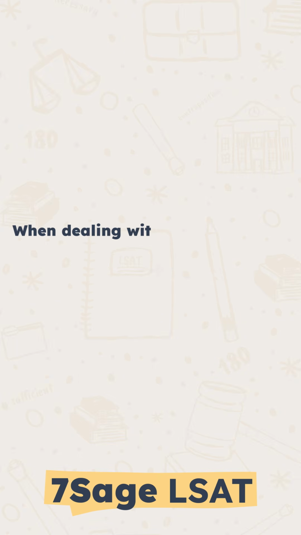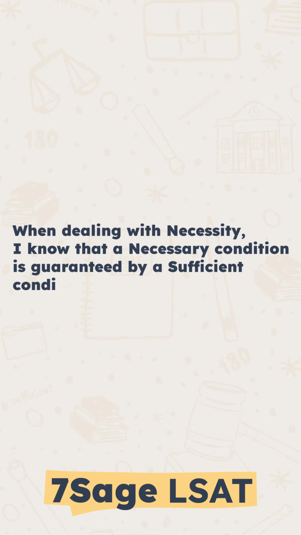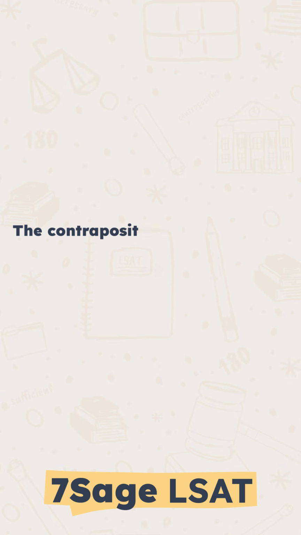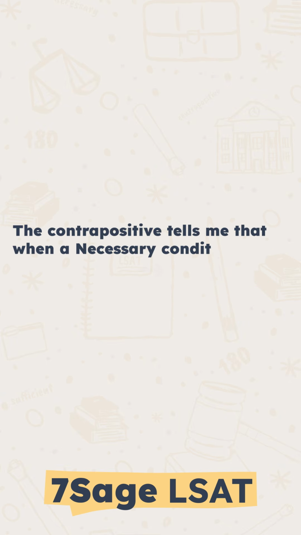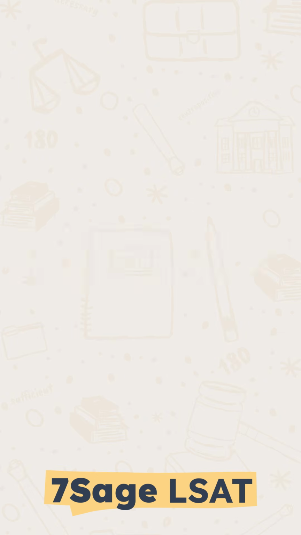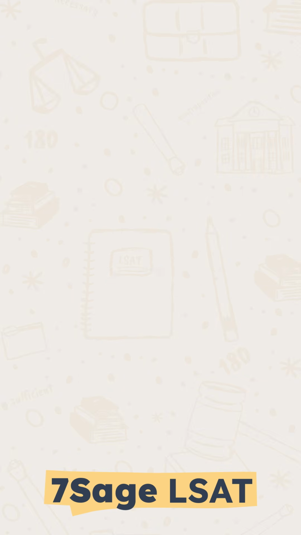When dealing with necessity, I know that a necessary condition is guaranteed by a sufficient condition. So typically I use this by taking a contrapositive. The contrapositive tells me that when a necessary condition isn't present, the sufficient condition must also not be present. I do this by flipping the terms to the other side of the arrow and negating them. To use our example from before, if my car doesn't go fast, then it must not be red.